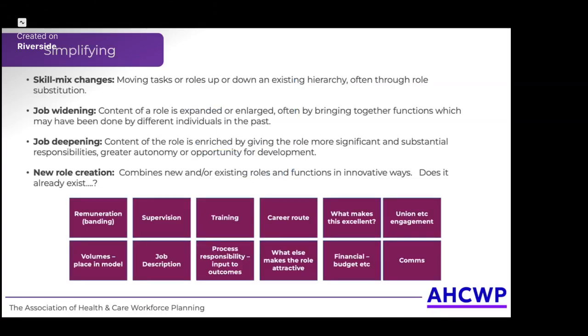So that's moving tasks or roles up or down an existing hierarchy, moving things, so just substituting a different role for another. We can widen the job by bringing together functions which may have been done by different individuals in the past. So, for example, in that particular case, it could be the GP doing everything, or the AHP doing everything. We can deepen the job by giving the role more significant and substantial responsibilities where possible. This often happens when you combine it with digital changes.